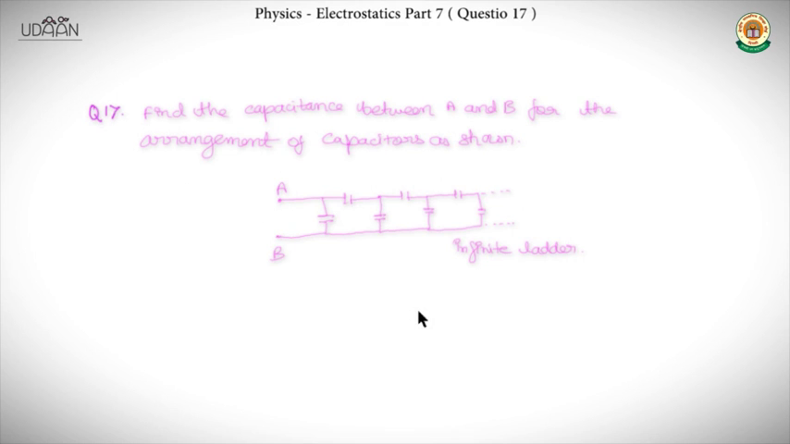Okay, so this is a question in which we have to find the equivalent capacitance. In this arrangement, let us assume that the capacitance of each capacitor is equal to C. The question is: find the capacitance between A and B for the arrangement of capacitors as shown. So this is the arrangement that is shown to us. It is an infinite ladder. So we have to find the equivalent capacitance between A and B. So how to approach this problem?